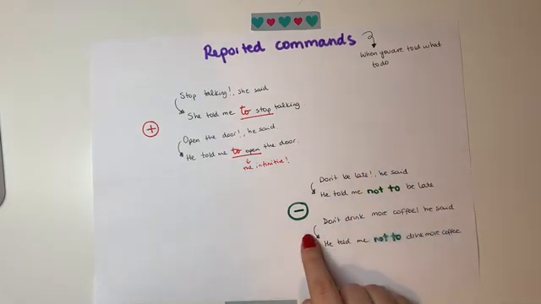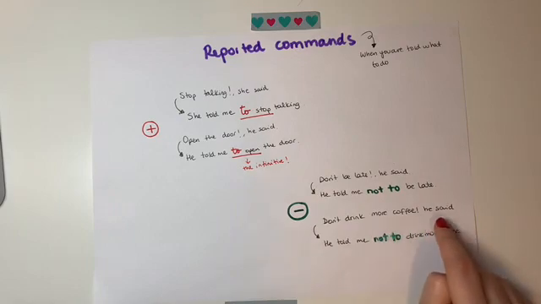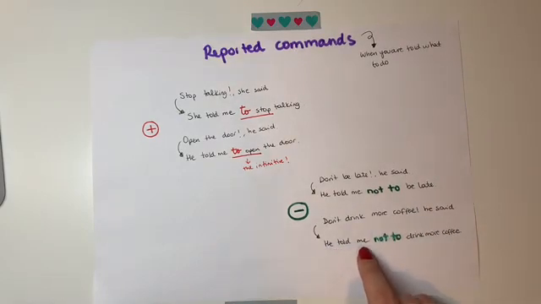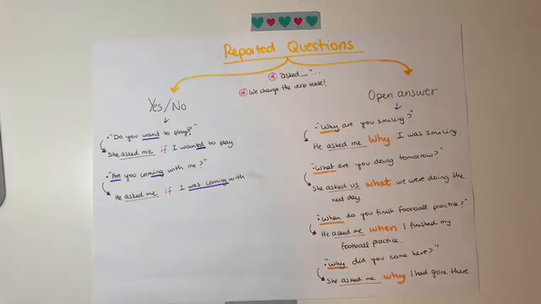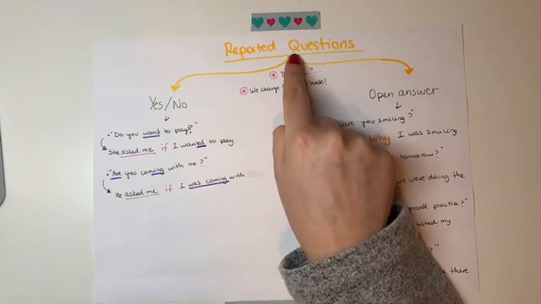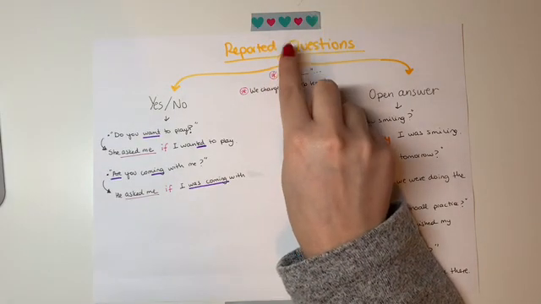Let's see another example. "Don't drink more coffee," he said. He told me not to drink more coffee. And the last part is how to report questions. So when we have reported questions, there are two possibilities.